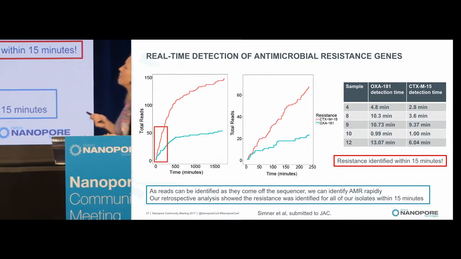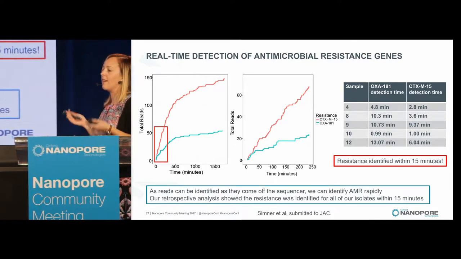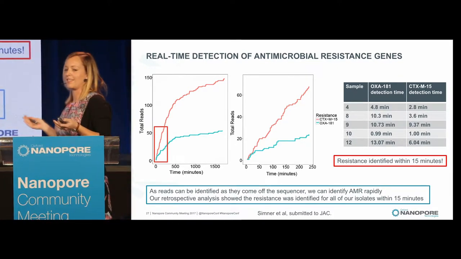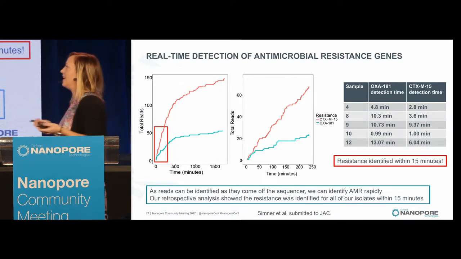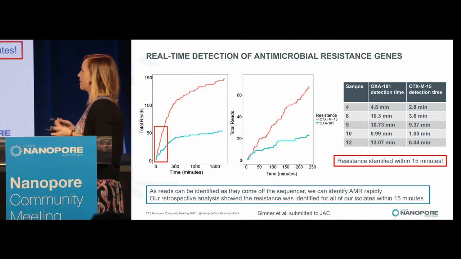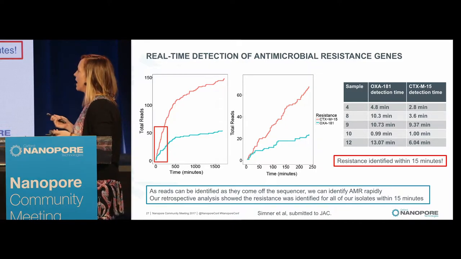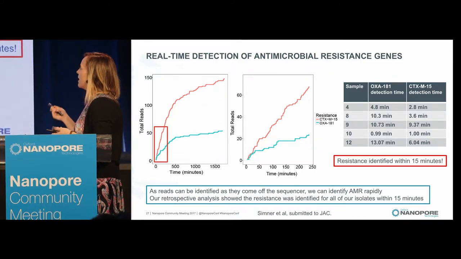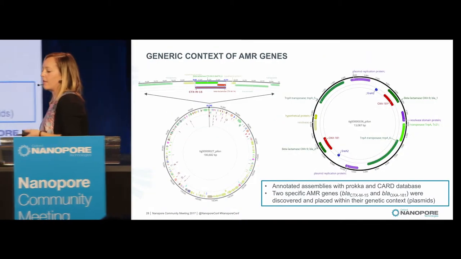And so this is just, again, showing that I love that with Nanopore sequencing, we could detect these resistance genes so rapidly. We could detect the two big resistance genes carried by that extensively drug-resistant strain, so the carbapenemase OXA181 and the ESBL, extended spectrum beta-lactamase gene CTXM15, within 15 minutes of starting the run, and as little as 1 minute for some of the isolates.